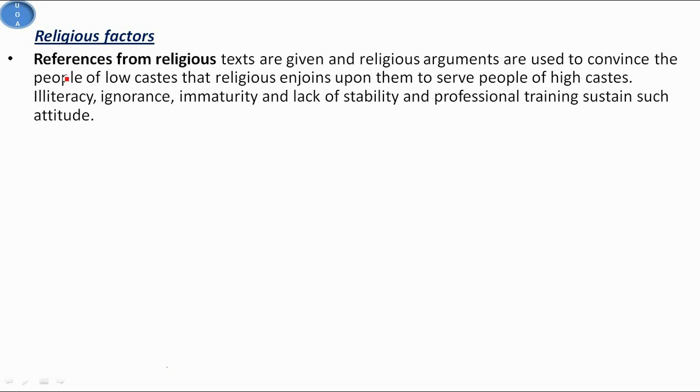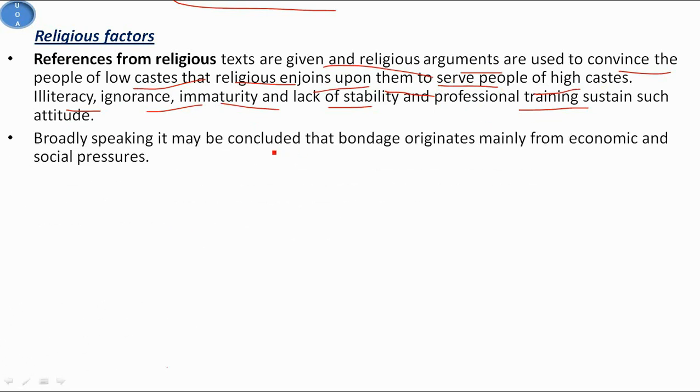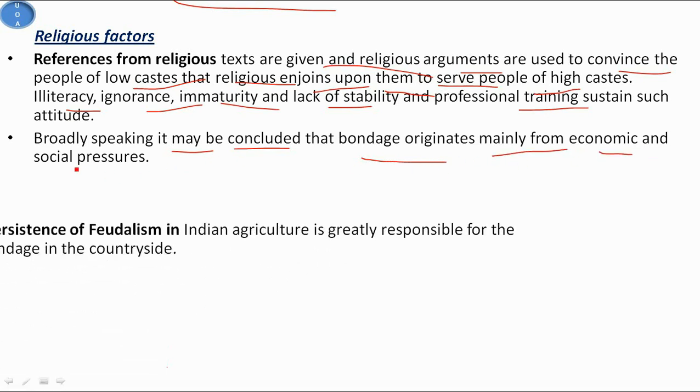Now we see the religious factors. References from religious texts are given, and religious arguments are used to convince people of low caste that religion enjoins upon them to serve people of high caste. Illiteracy, ignorance, immaturity and lack of stability and professional training sustain such an attitude. So broadly speaking, it may be concluded that bondage originates mainly from economic and social pressures.